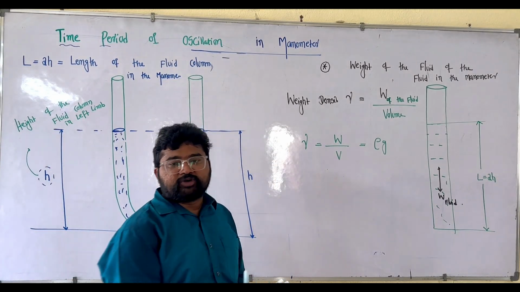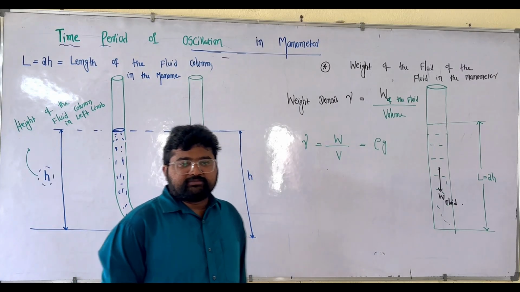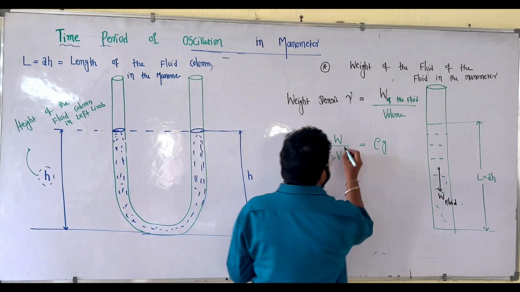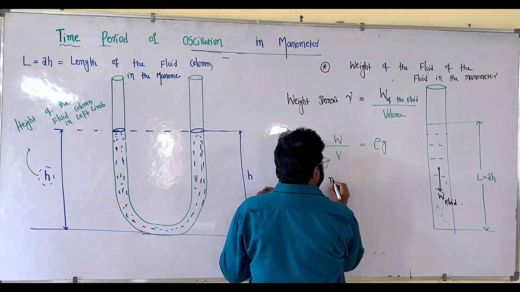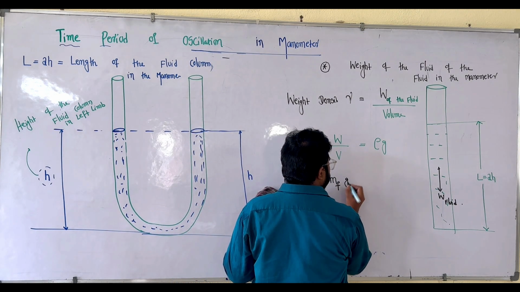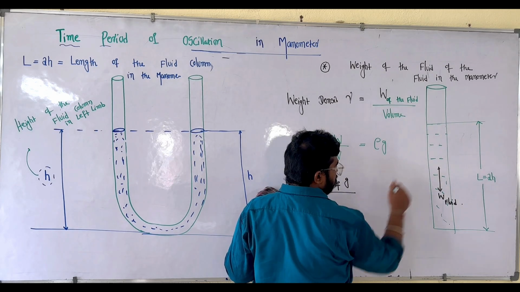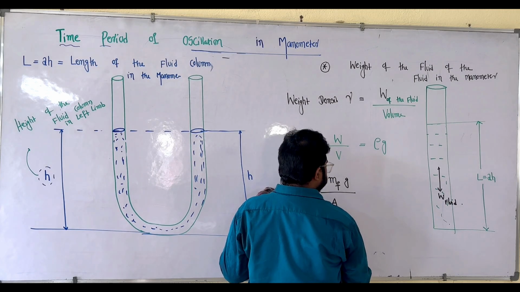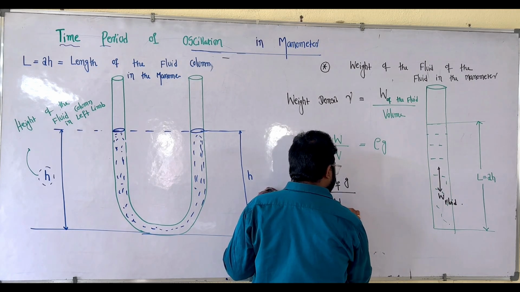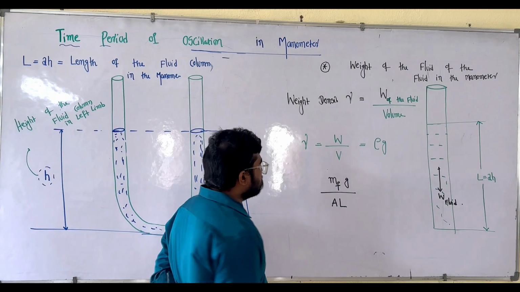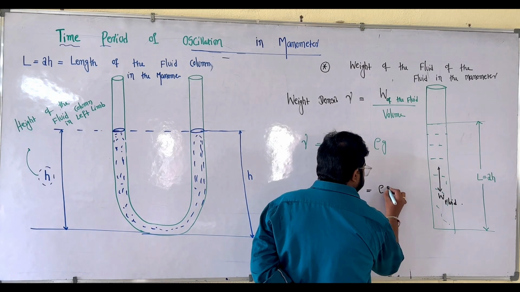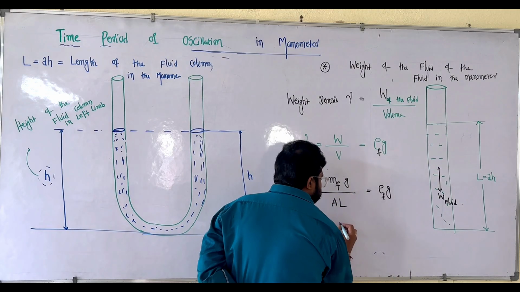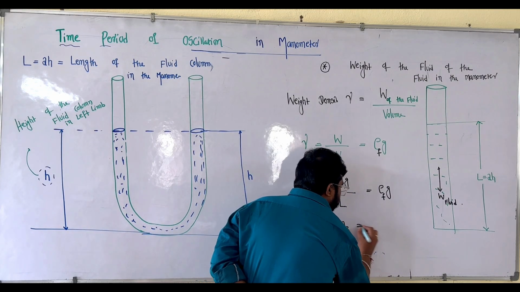Weight by volume means what? Mass by volume is density. Mg by volume, and m by V is density, so rho g. What is the weight of the fluid? Mass of the fluid times g, divided by the volume occupied, which is area times L. Rho is the density of the fluid. g cancels.